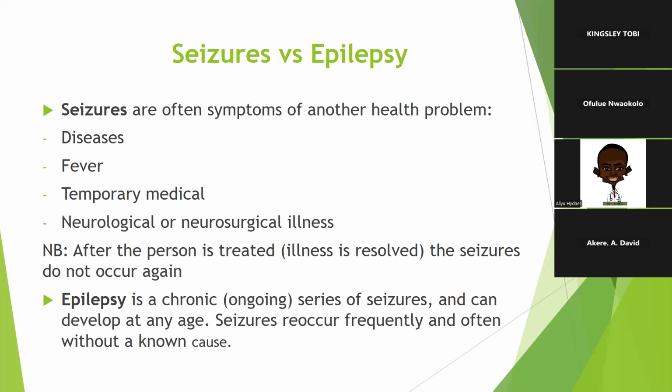It is good to know that seizures are often symptoms of underlying health problems. It could be symptoms of a disease process, fever, temporary medical, neurological, or neurosurgical illnesses. Often with seizures, after the illness has resolved, the seizures abate and do not occur again. So that is about seizure. Epilepsy is a chronic, ongoing series of seizures, and this can develop at any age. Often, seizures here reoccur frequently, and they are often without a known cause, unlike the one we described earlier on.